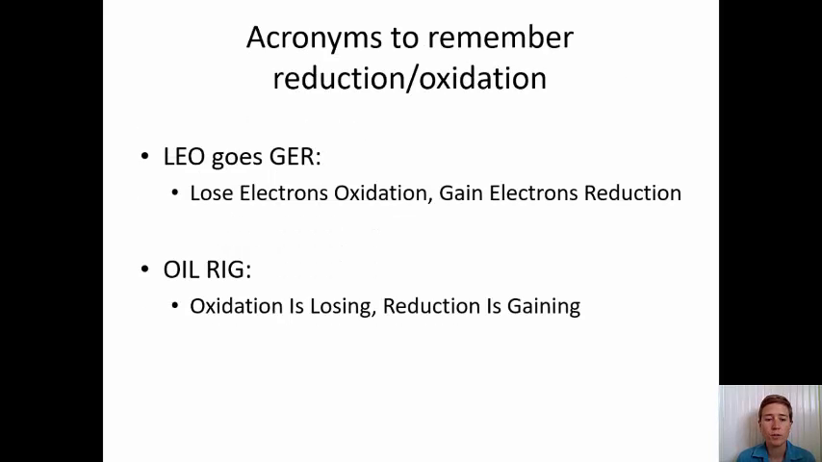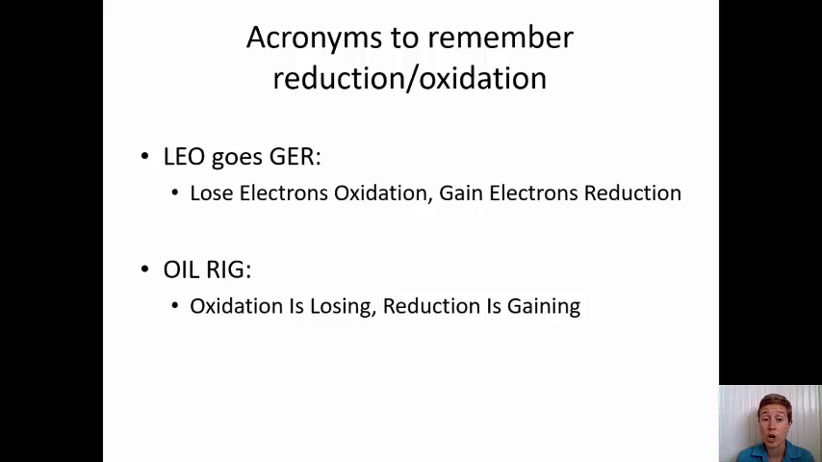Here are some acronyms that can help you. There are 2 of them, and sometimes I find them both useful in different situations. The first one is that Leo goes grr, like a lion. If you're losing electrons, that means it's oxidation. If you're gaining electrons, it's reduction. The other one is oil rig, which states that oxidation is losing, reduction is gaining.